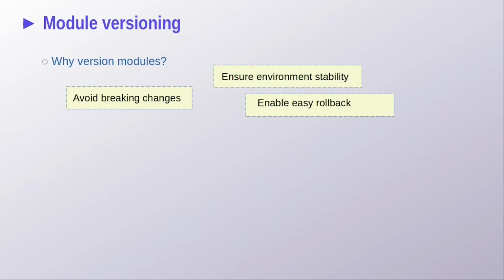Module versioning. Let's talk about safety. Why version modules? Without versioning, one change can break an environment. You don't know what code is running where. With versioning, you control change, you can roll back, and you can upgrade safely.